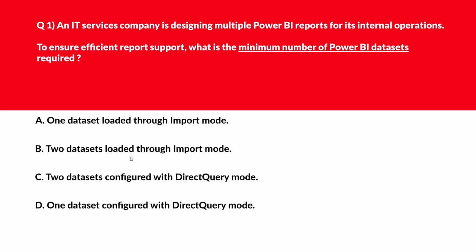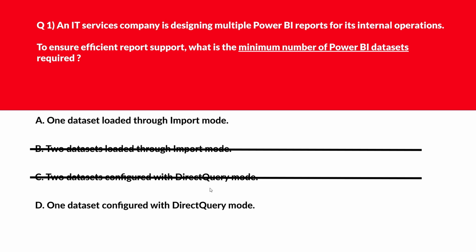Option B says two datasets loaded through import mode. Two imported datasets cause redundancy and unnecessary storage overhead. Incorrect. Option C says two datasets configured with direct query mode. Two direct query datasets add latency and duplicate connections, reducing efficiency.